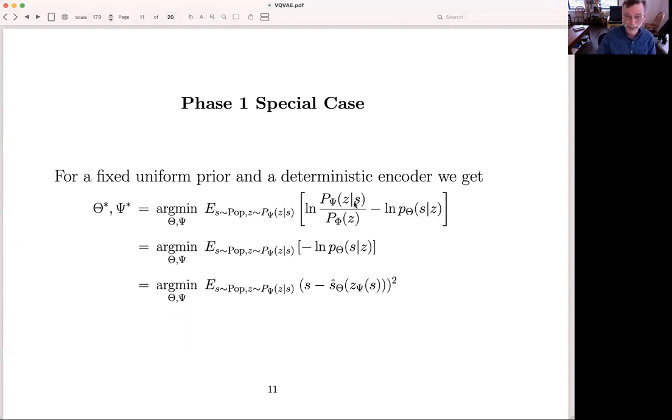It's a deterministic computation, and I fixed the prior to be uniform. So this is the same independent of z. So this term goes away, and the optimization is independent of this term. So the optimization just becomes how well have I reconstructed S, right? How well, when I compute the encoding and then decoding, how well have I reconstructed S?